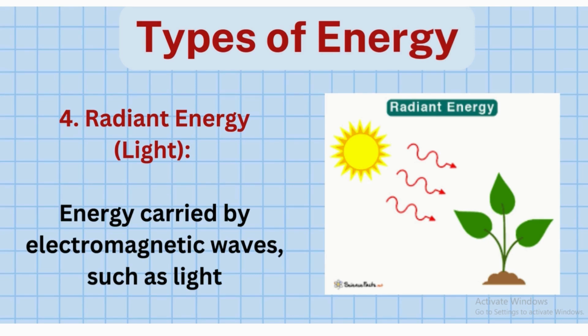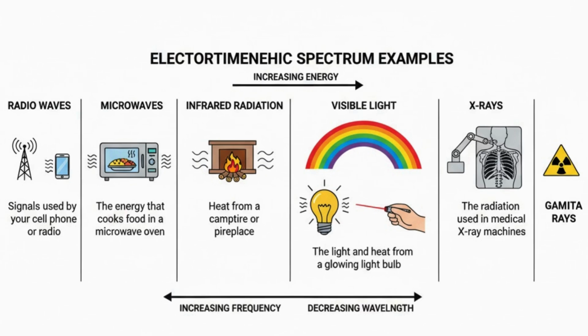Another type of energy is radiant energy, which we also call light energy. This is defined as the energy carried by electromagnetic waves such as light. This definition can be illustrated with some examples. For example, this picture shows the electromagnetic spectrum with examples of energy in increasing order. First, heat from a campfire or fireplace, primarily infrared radiation, is an example of thermal energy. In the same way, the light and heat from a glowing light bulb is another example.